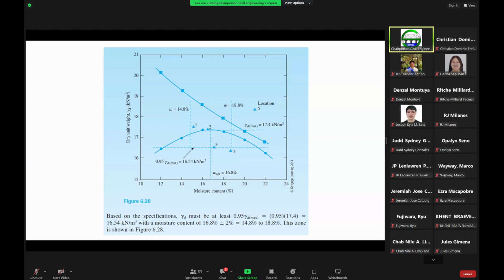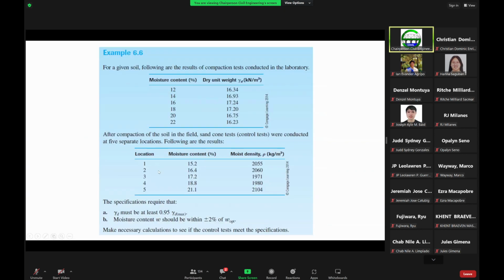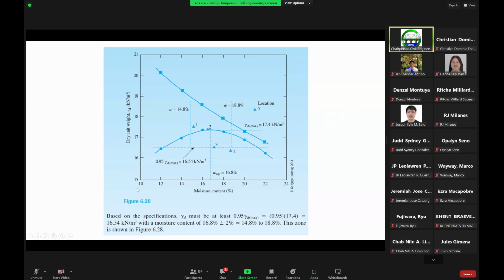Now from there, the specification says 95% of the maximum dry unit weight. So what is 95% of 17.4? If you're seeing my cursor, 95% of the maximum dry unit weight is about 16.54 kilonewtons per cubic meter. So that means none of the test points 1 to 5 should go below this value here, which is 95% of the maximum dry unit weight.